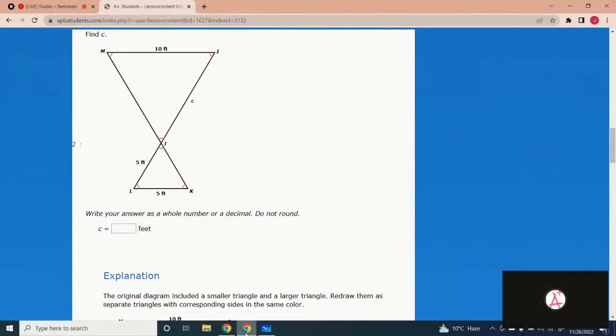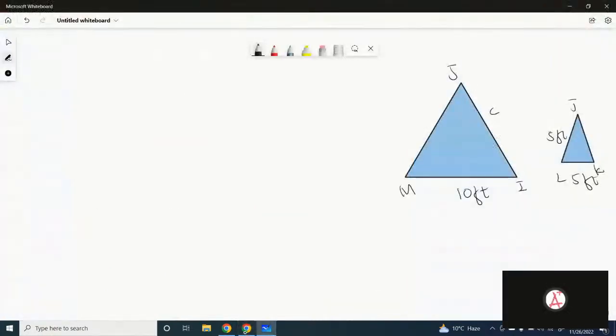Okay, when you flip the triangle, the above one, the greater triangle, C would be here. This is I, because it's upside down in the figure. So when you flip the triangle, it will be like this: J, I, and M. Got it? Okay. Now let's just find the ratios.